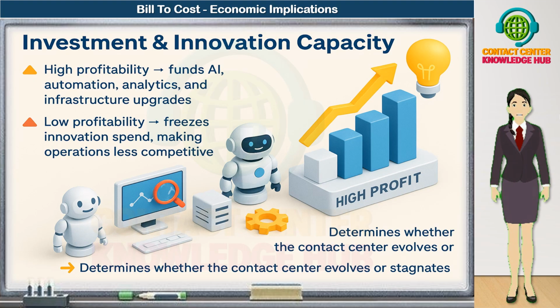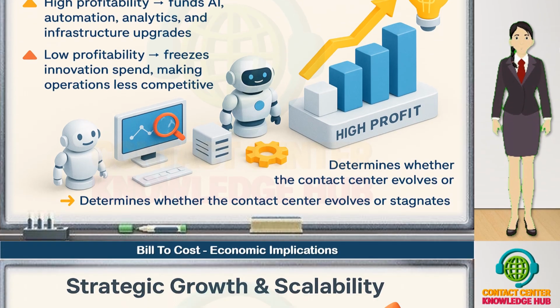Key insight: the build-to-cost ratio determines whether a contact center evolves or stagnates. Strong ratios fund growth and modernization, weak ratios trap operations in a cycle of cost-cutting and decline.